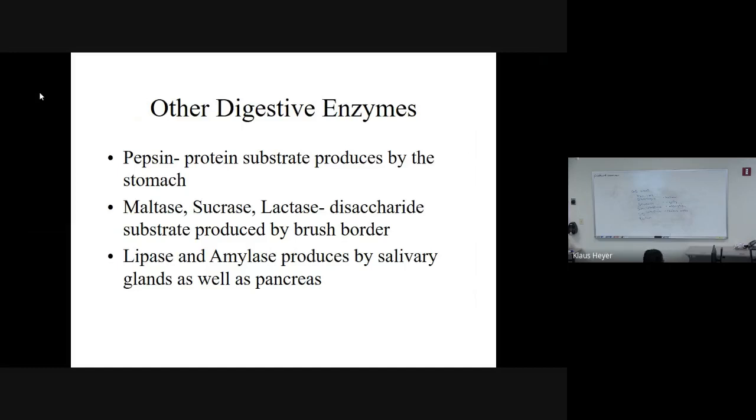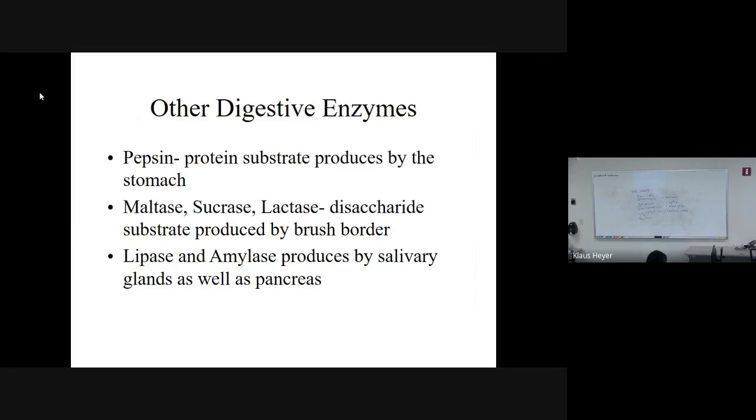So you've heard of lactose before. You've heard of malt, so maltose. And you may or may not have heard of sucrose. Sucrose is regular table sugar. So the enzyme that breaks those down, just put an A there.